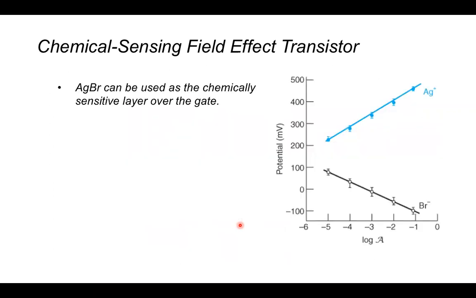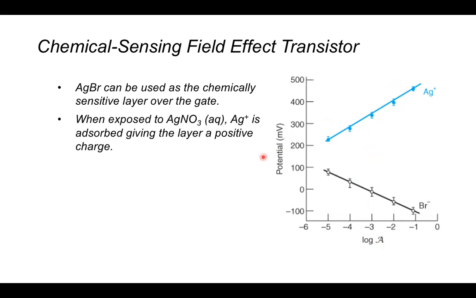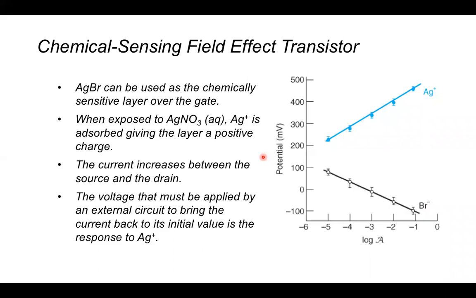So, for example, silver bromide can be used as the chemically sensitive layer over the gate. Here we can see the potential changing based on the concentration of our analyte A. The more of analyte A there is, the larger the potential of silver becomes. So when exposed to silver nitrate, silver plus is absorbed, giving the layer a positive charge, and the current increases between the source and the drain. The voltage that must be applied by an external circuit to bring the current back to its initial value is the response to silver plus.